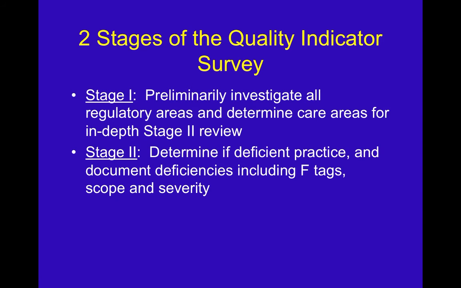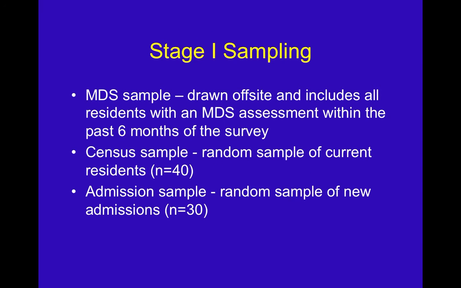There's two stages of the quality indicator survey. The first stage is preliminary, investigates all regulatory areas and determines care areas for the in-depth Stage 2 review. Stage 2 determines if deficient practice and document deficiencies include F-tag scope and severity. So what all does that mean?